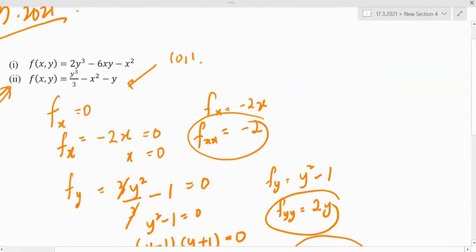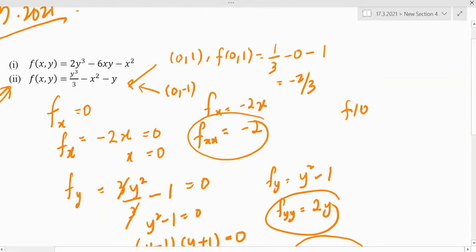If the point is 0, 1, your f(0, 1) will be, x is 0, right? 1 over 3 minus 0 minus 1. So 1 over 3 minus 1 will be negative 2 over 3. If your point is 0, negative 1, f(0, -1) is equal to negative 1 over 3 minus 0 minus 1, which is negative 1 over 3 plus 1. This is 2 over 3.